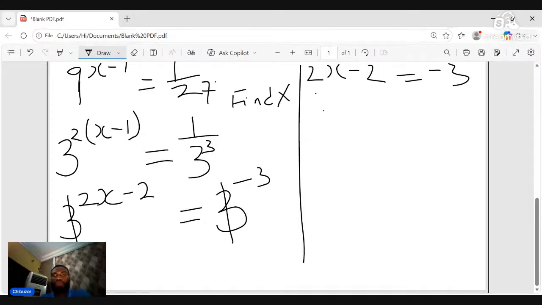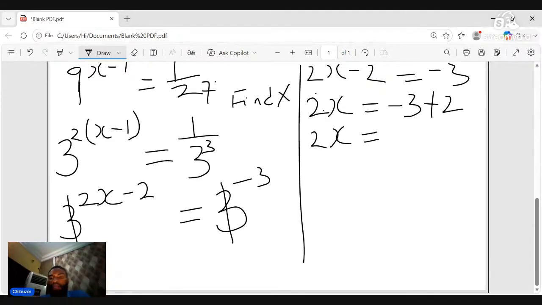Remember, we are trying to find x. So we say 2x is equal to minus 3, you collect like terms, plus 2. So when you've done this, you say 2x is equal to minus 3 plus 2, which is what? Minus 1, right? So x is equal to minus 1 divided by 2.